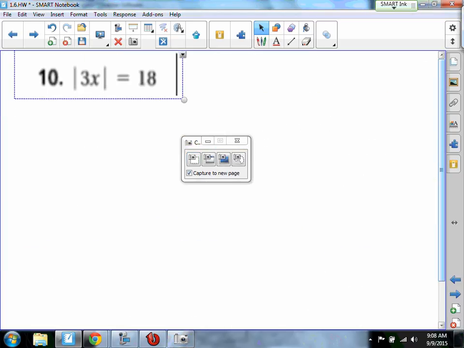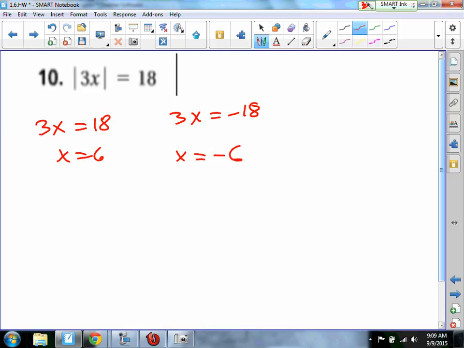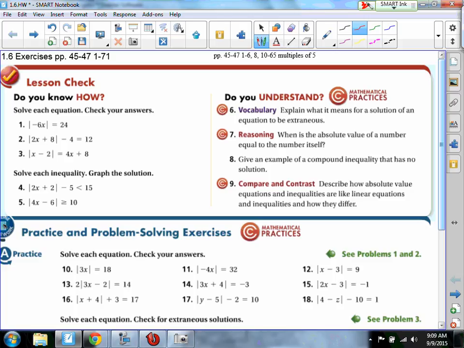All right, number 10. We're going to have 3x is 18 and 3x is negative 18, so we get x is 6, x is negative 6. There you go. Two solutions. There they are. Bam. How are we doing with that one? Good. Remember yesterday we said the solutions aren't always plus or minus the same thing. And maybe by the end of this we could sum up when they are and when they aren't.